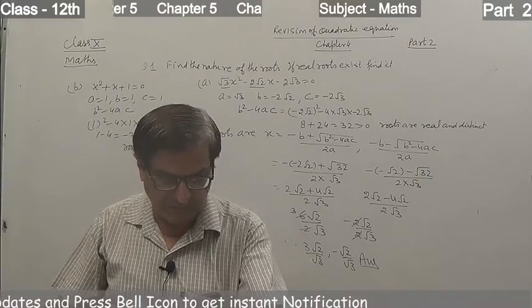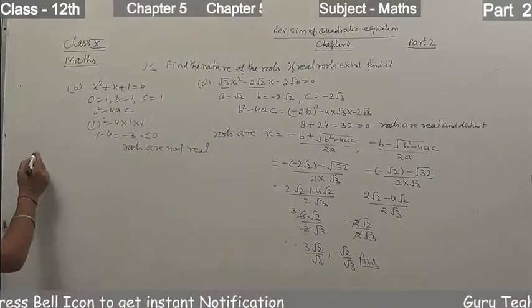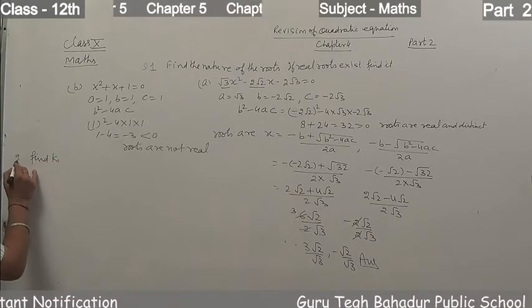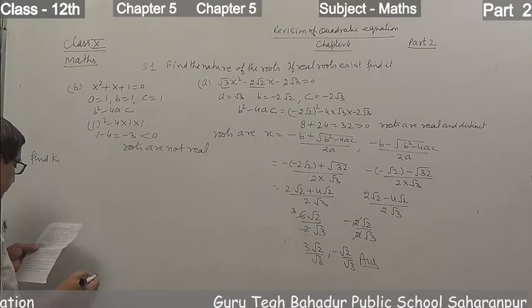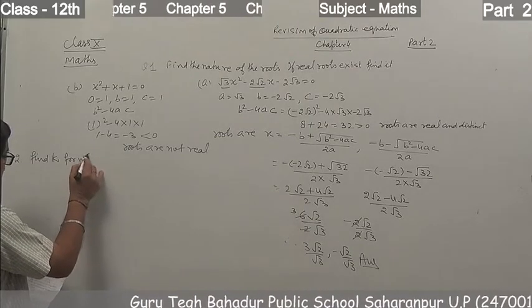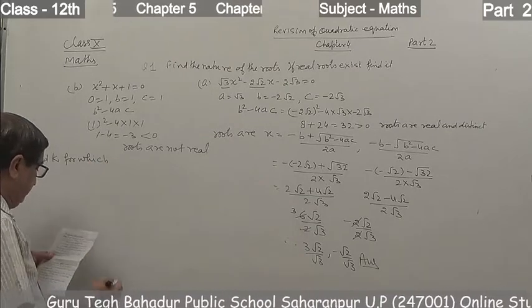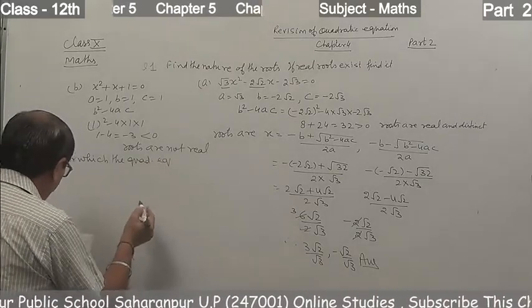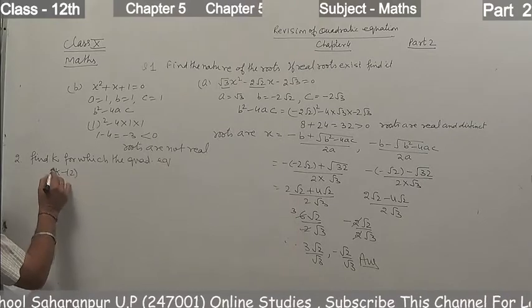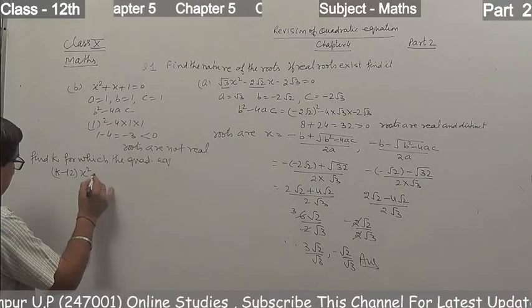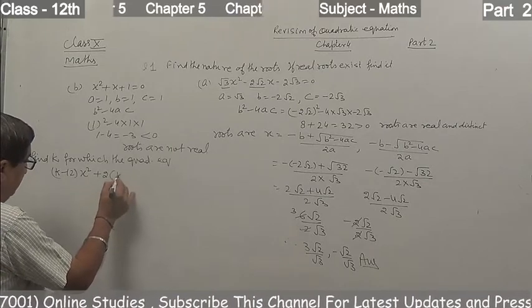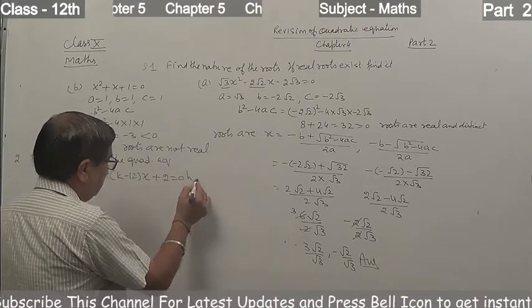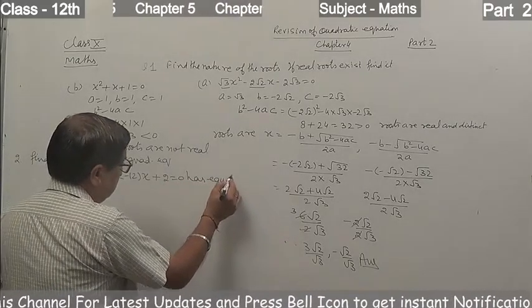Second question: find k for which the quadratic equation k minus 12 x square plus 2 into k minus 12 x plus 2 is equal to 0 has equal roots.